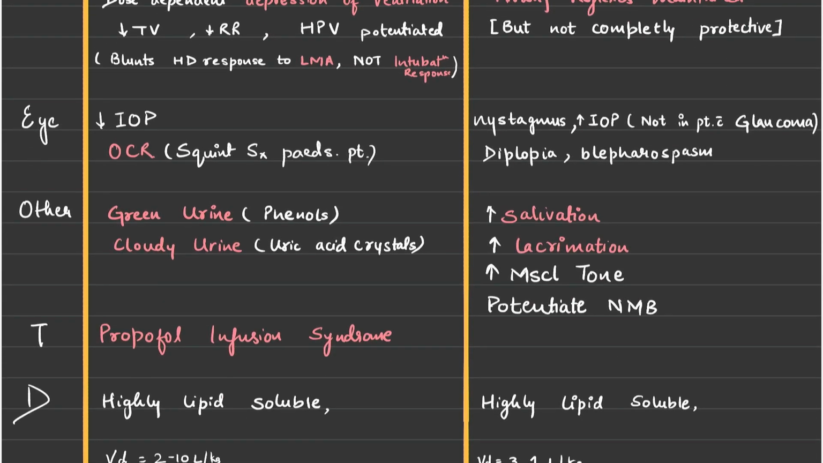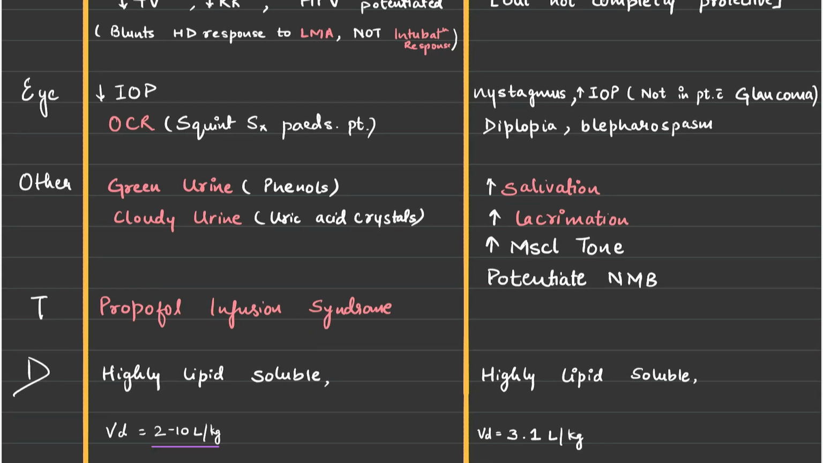If we talk about changes in the eye, nystagmus is seen. There is increased intraocular pressure, so it is not to be used in patients with glaucoma. Diplopia can be seen, and blepharospasm can be seen in patients using ketamine. There is increased salivation and lacrimation. We can use an anti-sialagogue, glycopyrrolate, before giving ketamine. There is increased muscle tone, and it potentiates neuromuscular blockers.